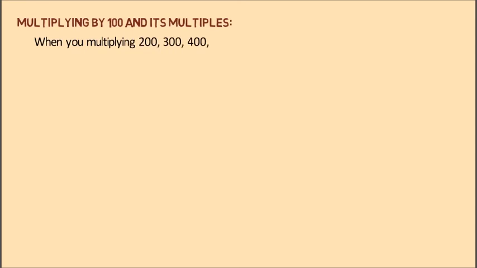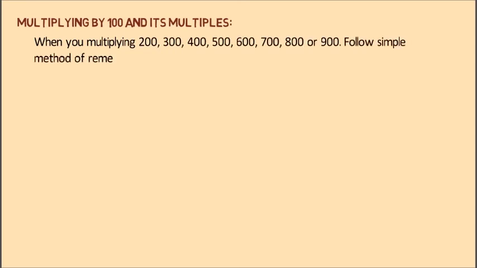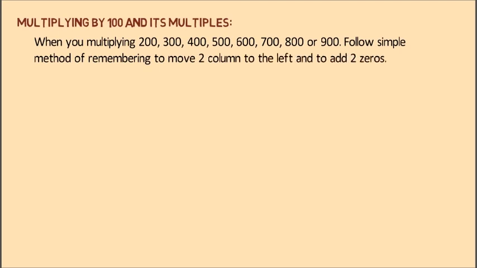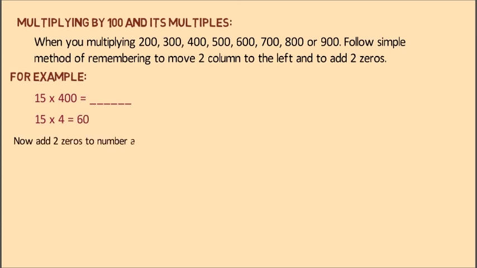Multiplying by 100 and its multiples. When you multiply by 200, 300, 400, 500, 600, 700, 800 or 900, follow a simple method of remembering: move 2 columns to the left and add 2 zeros. Example: 15 times 4 equals 60. Now add 2 zeros to the number and shift the number 60 2 columns to the left.